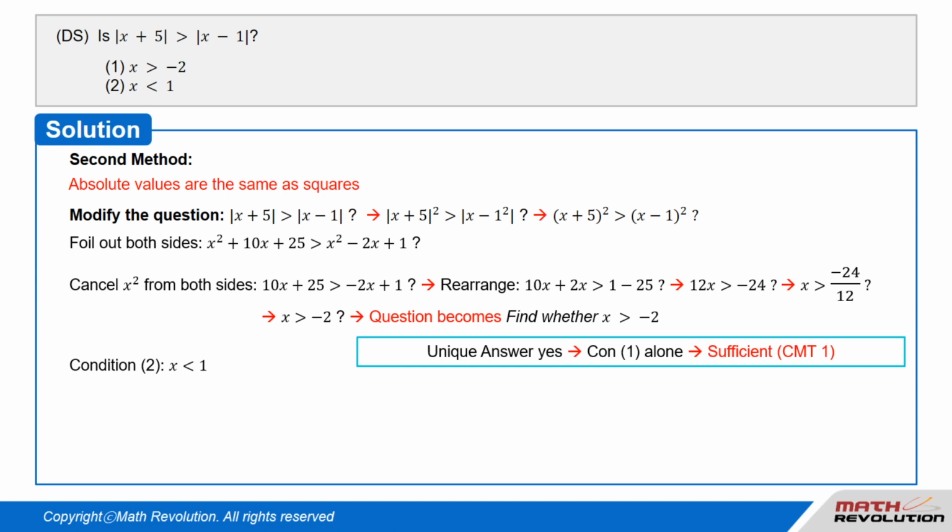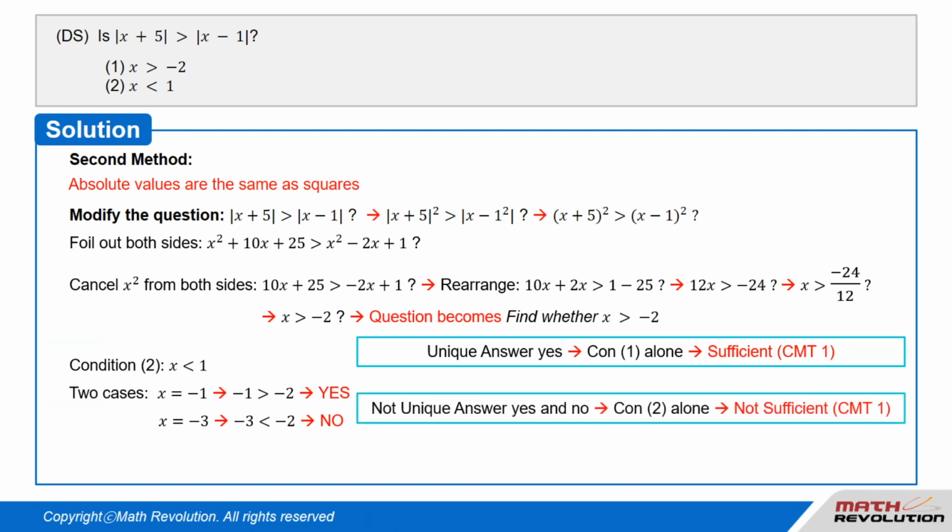Condition 2 tells us that x is less than 1. Two cases. If x equals negative 1, then negative 1 is greater than negative 2, and the answer is yes. But if x equals negative 3, then negative 3 is less than negative 2, and the answer is no. The answer is not unique, yes and no, so the condition is not sufficient by the common mistake type 1, which means that you get both yes and no as the answer.